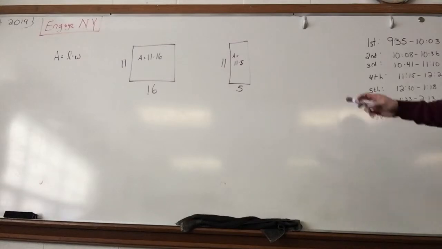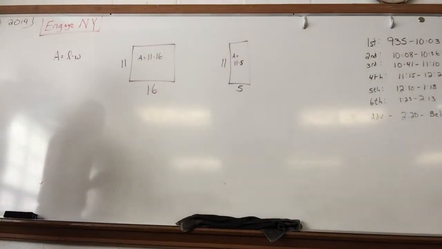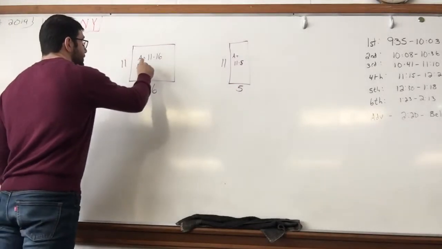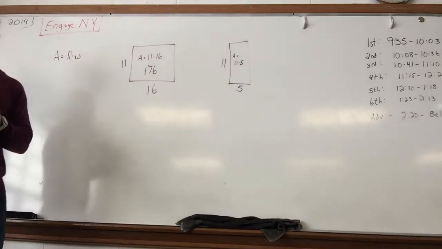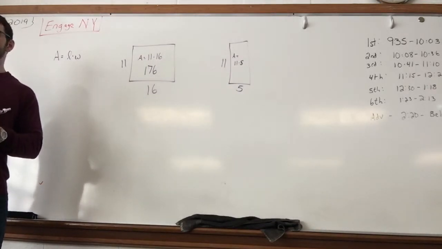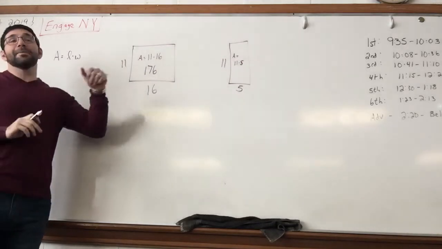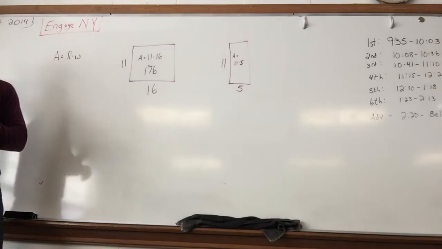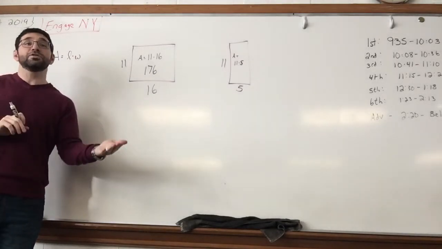Okay, so Macy, what did we get for the area of this first rectangle? 176. Okay, so wait. Macy said that this is 176. Thumbs up who agrees with Macy. Am I wrong? Your number is absolutely perfect, Macy. There is nothing wrong with 176. You just didn't add enough to it.